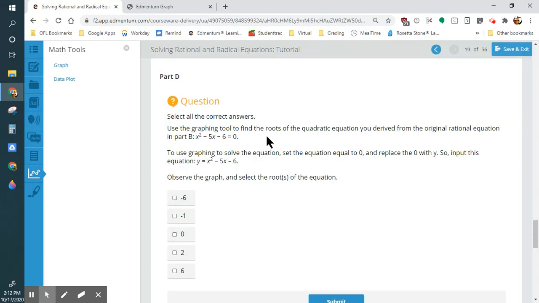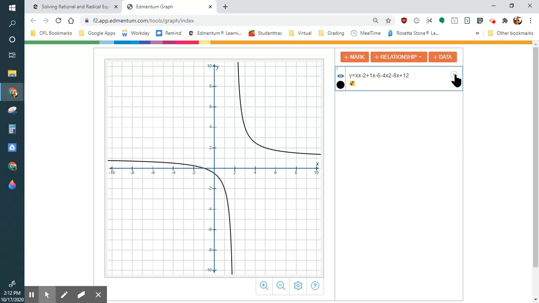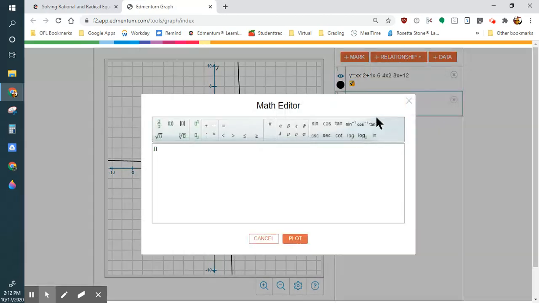Next one, using the graphing tool to find the roots of the quadratic. So we did that. To use the graphing tool, find the zero. So now we're just trying to find the zeros of just this. So I'm just going to create another custom relationship. Y equals x, control up, squared, hit my right arrow, minus 5x plus 6, minus 6. We're going to plot that.